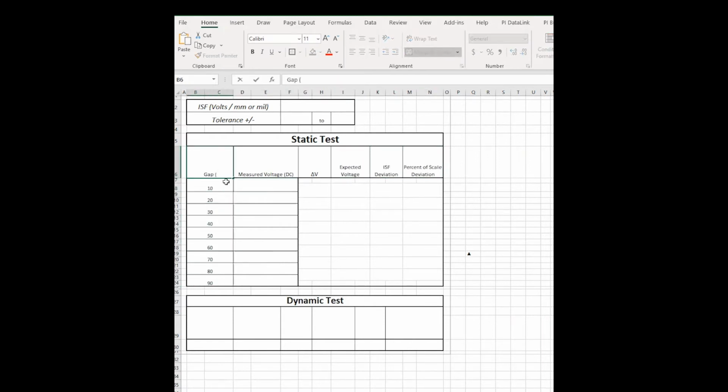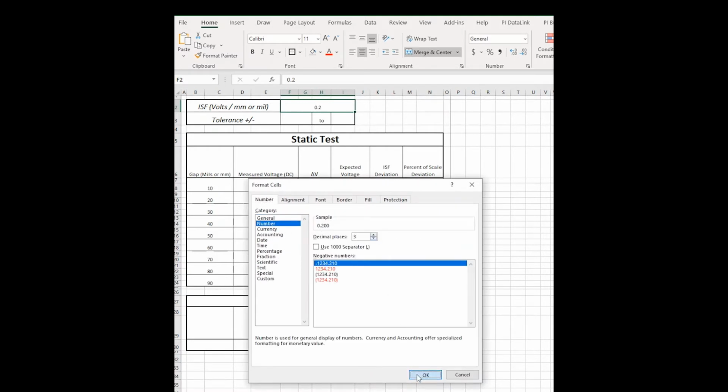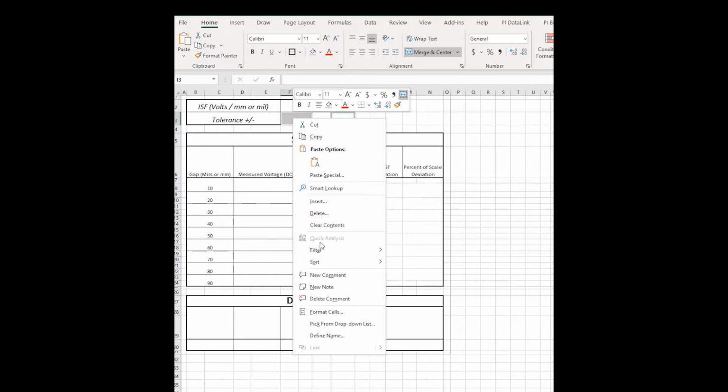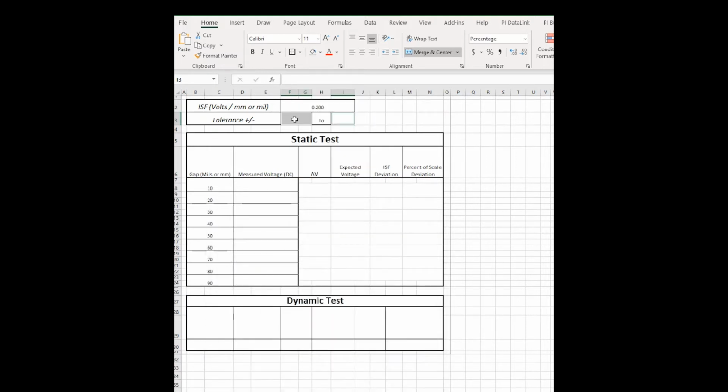The top of the form is going to contain the information from the spec sheet. You will need to input the response rate, which will be a number cell, and the tolerance for the error, which will need to be formatted for a percent. In this case, I'm using mils instead of millimeters, but it will work either way as long as you stay with one consistent unit of measure throughout the whole form.